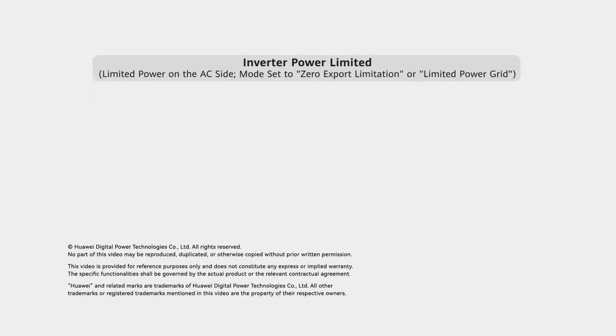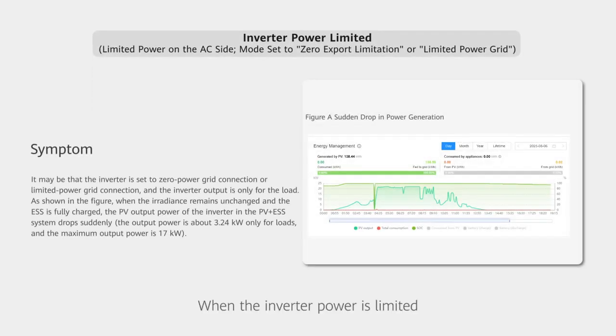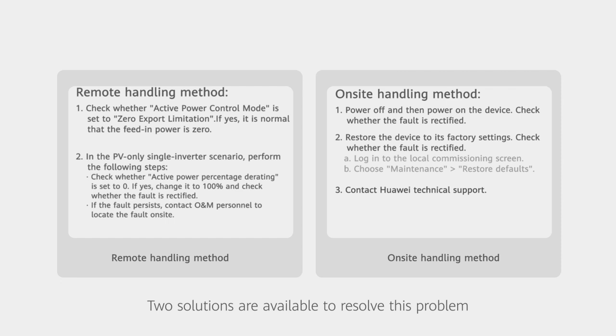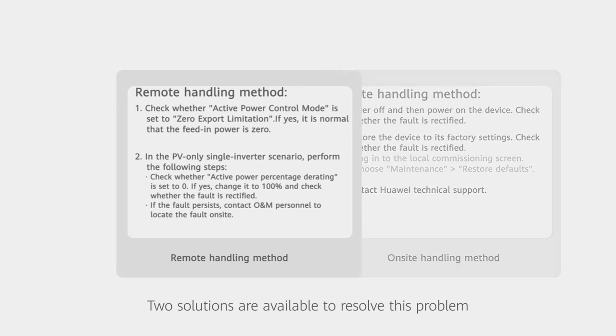Inverter power limited. When the inverter power is limited, it may be that the inverter is set to zero power grid connection or limited power grid connection, and the inverter output is only for the load. Two solutions are available to resolve this problem.